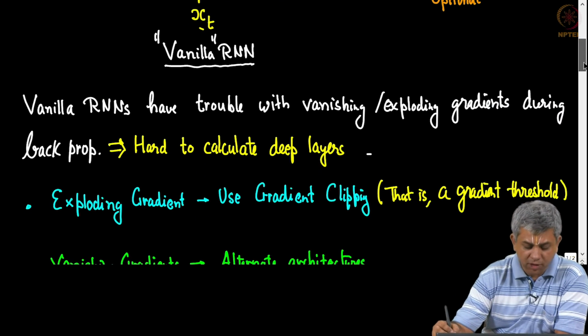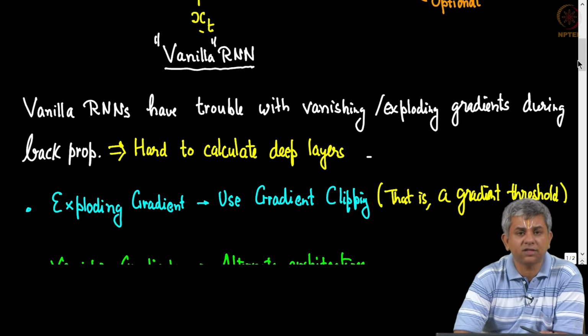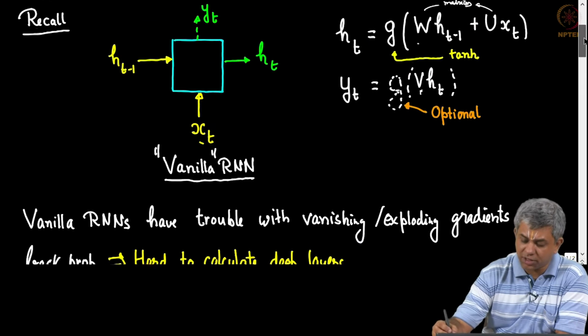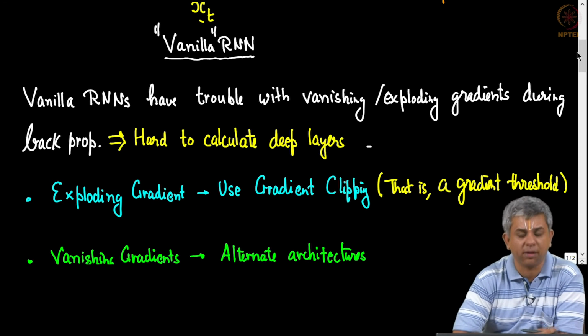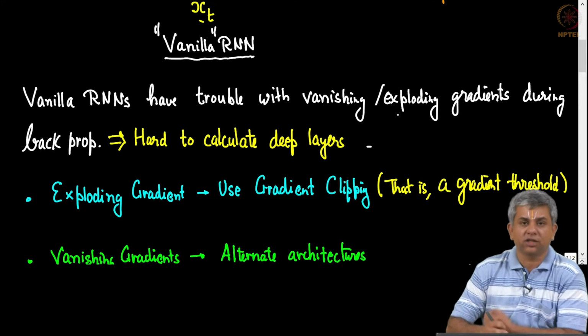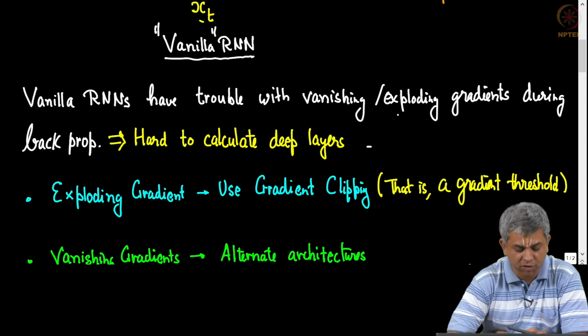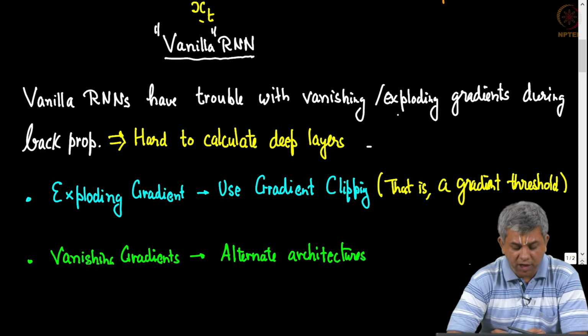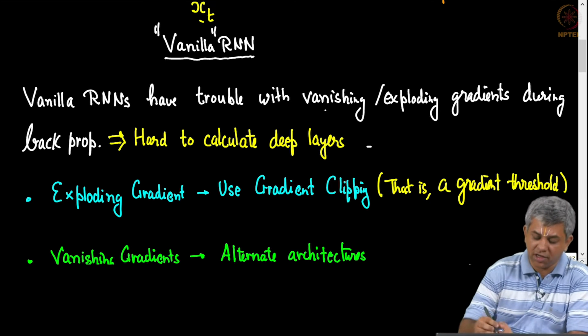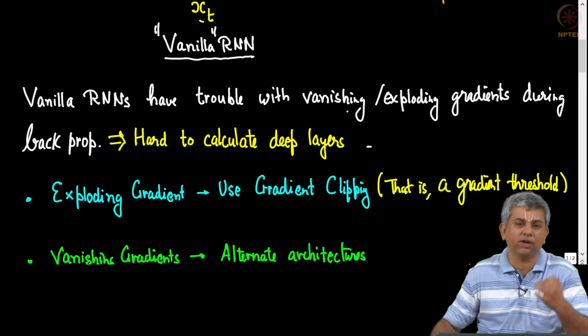As we saw in the previous video, vanilla RNNs have trouble with either vanishing or exploding gradients during backpropagation. Why is that? Because repeated operations of this sort, as we saw in the backpropagation through time video, can make the gradients either increase continuously or decrease continuously depending on the eigenvalues of these matrices. So, this makes it hard to calculate deep layers, and all this difficulty goes back to the fact that machines have finite precision. If you did not have finite precision, even a vanishing gradient would not go exactly to 0 and you would learn something.